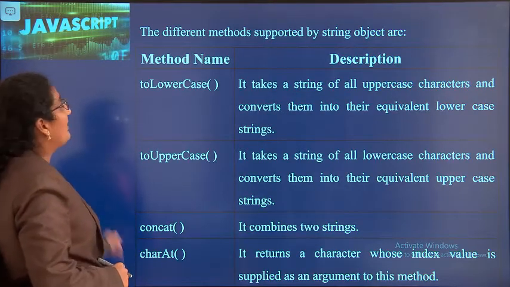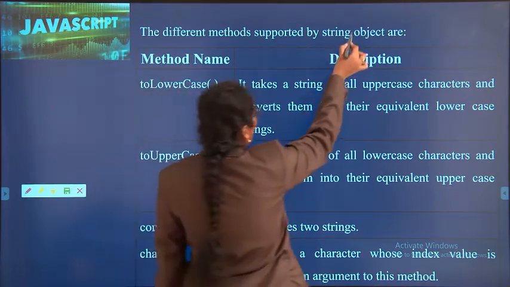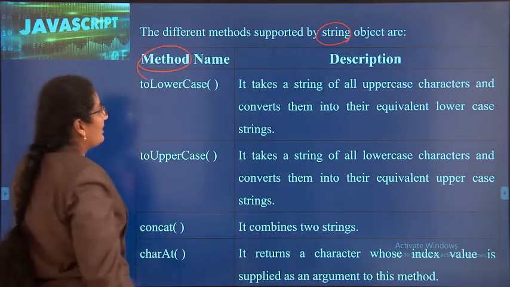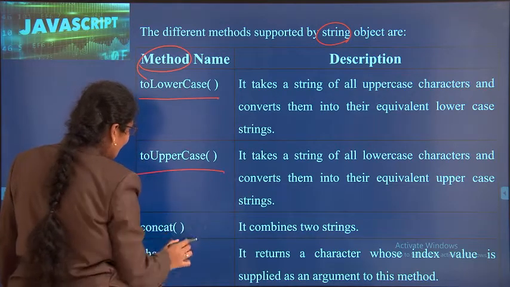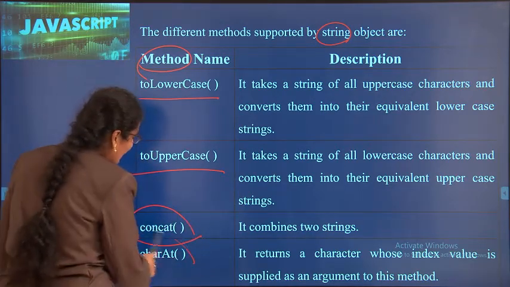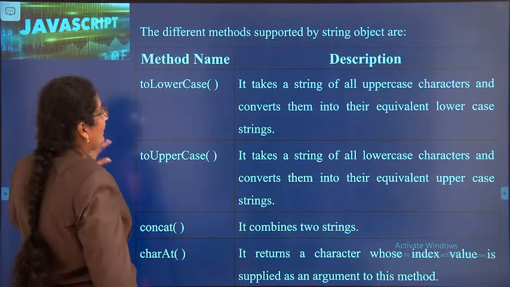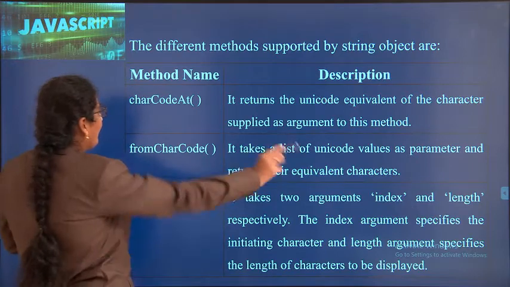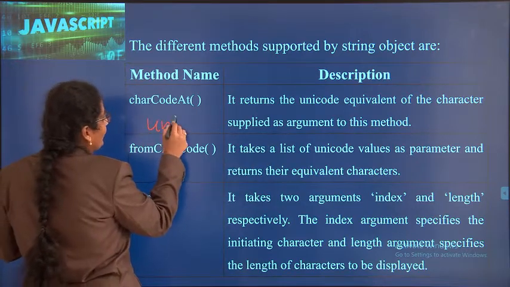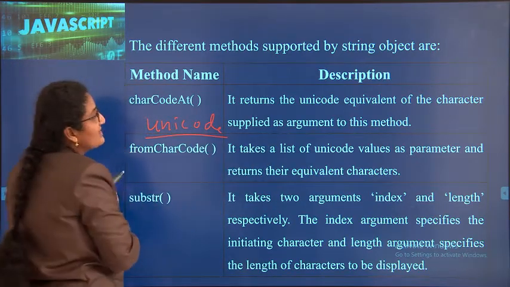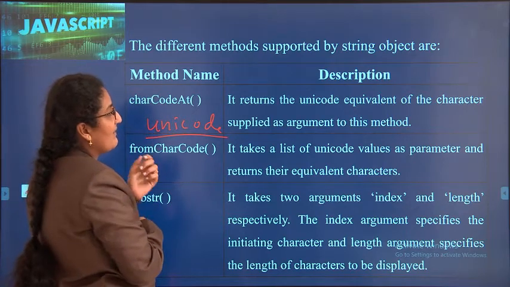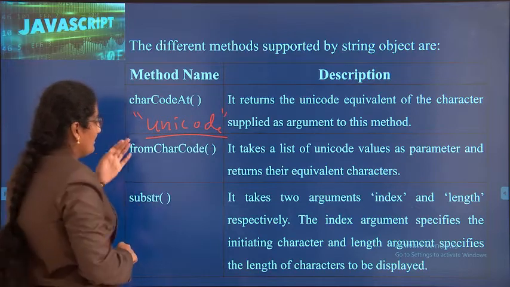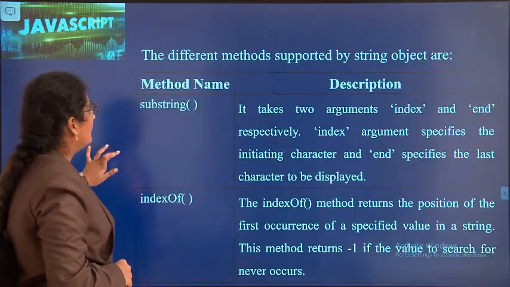So next one, string objects. String object also has some methods. In these methods we have already discussed lowercase, uppercase, addition of two strings, and charAt also we discussed. CharAt is nothing but finding the particular character in the string. Then I have told you about Unicode. Unicode is nothing but converting the language elements into character code. So JavaScript will support this Unicode. About this also we have seen in the last class.